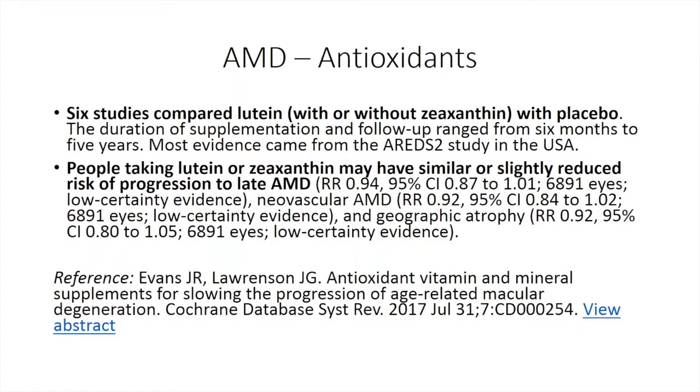6 studies within this group of 19 compared lutein with placebo, and they found that people taking lutein or zeaxanthin may have a similar or slightly reduced risk of progression to late AMD. So lutein and zeaxanthin appear to be equally effective.